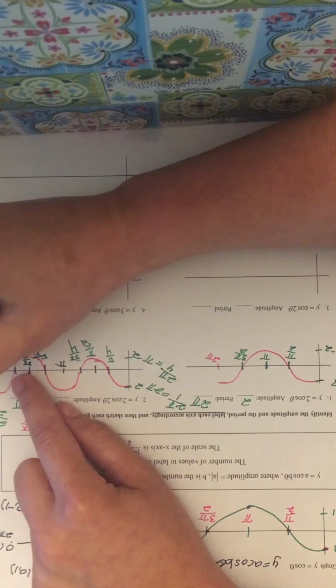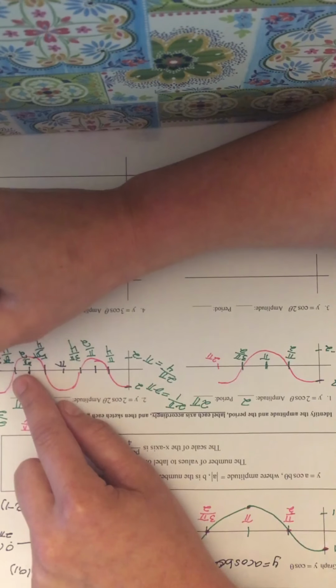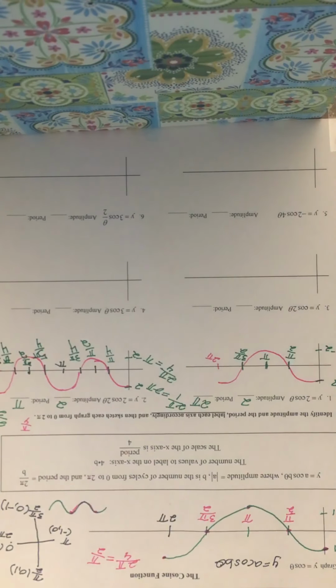This is 7 pi fourths. That's a pi. And this is 8 pi fourths, which is 2 pi.